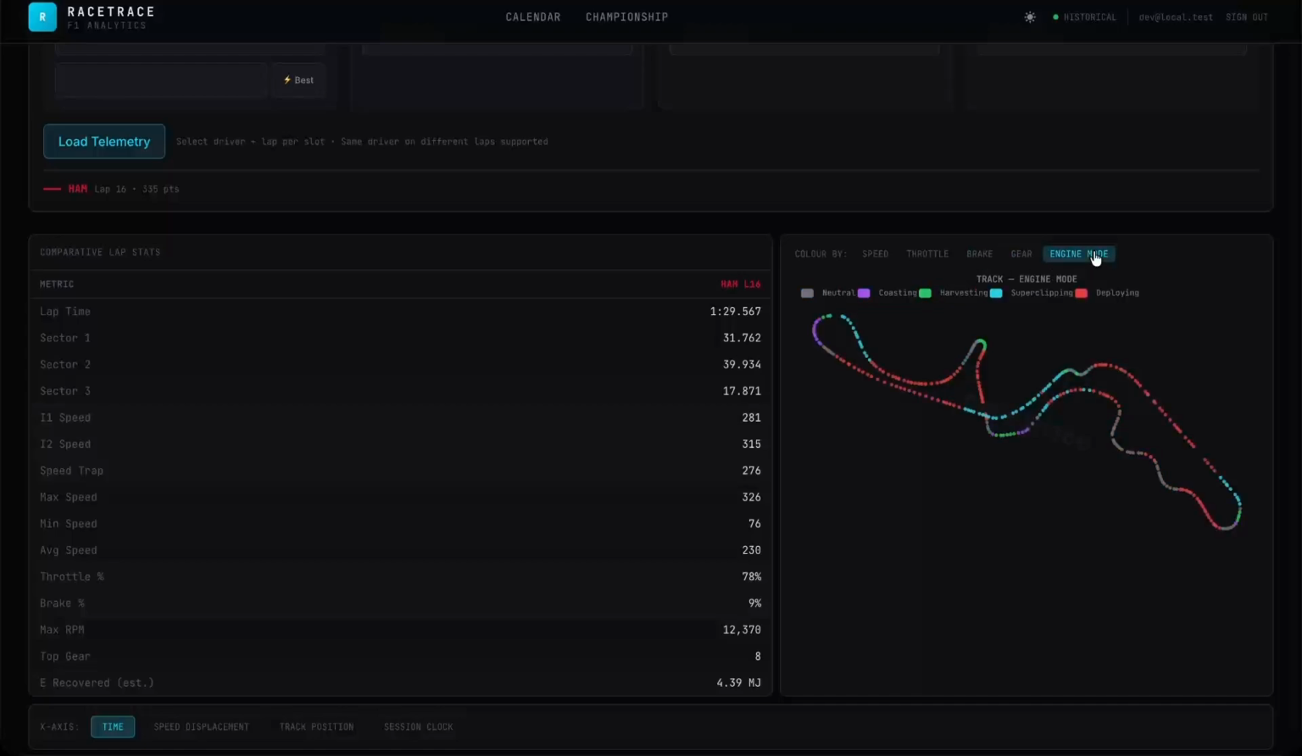So this is a feature that's unique to Racetrace. This is something that I've developed myself as a response to, or to at least try and understand, the new engine modes for 2026. Based on the throttle application, the speed and the acceleration, we can try to figure out whether or not they're coasting, whether they're harvesting, deploying, or if they're super clipping. In race mode, we might even be able to tell if they're using the override mode as well.